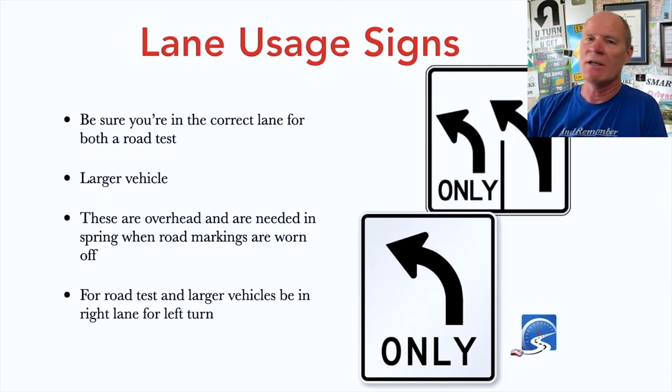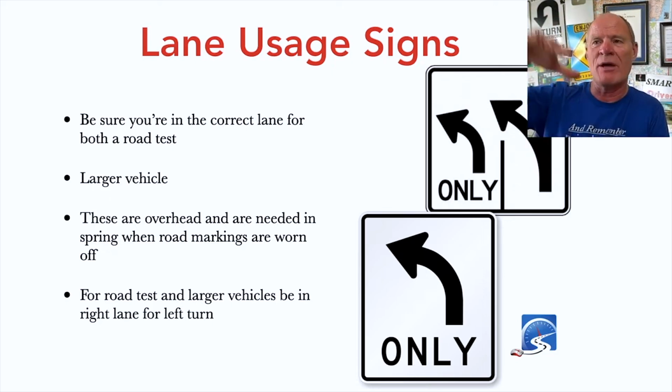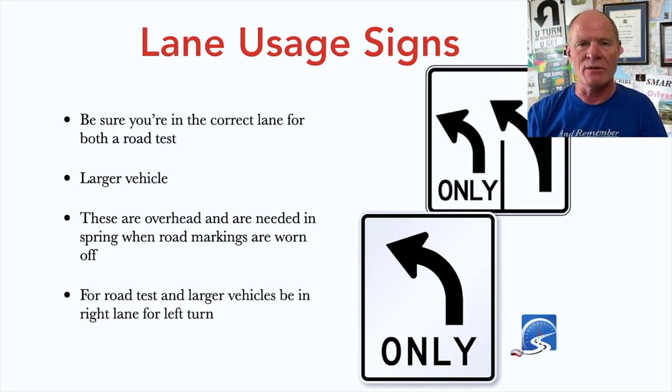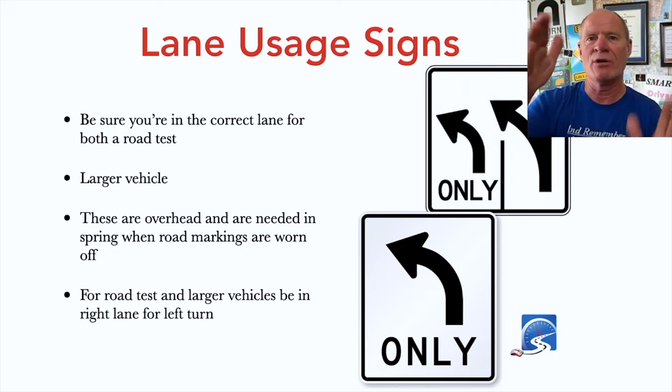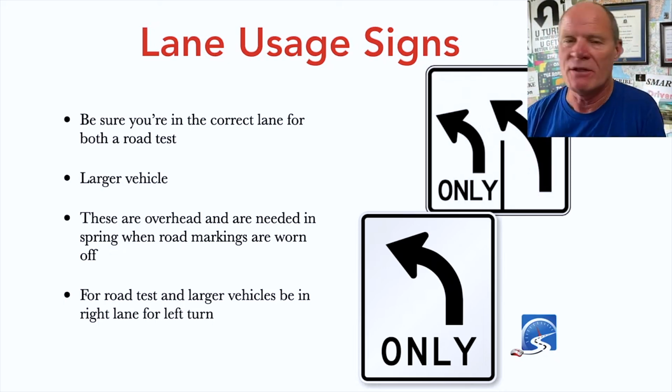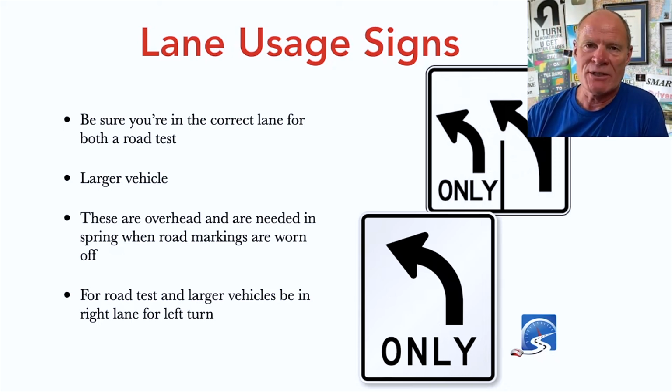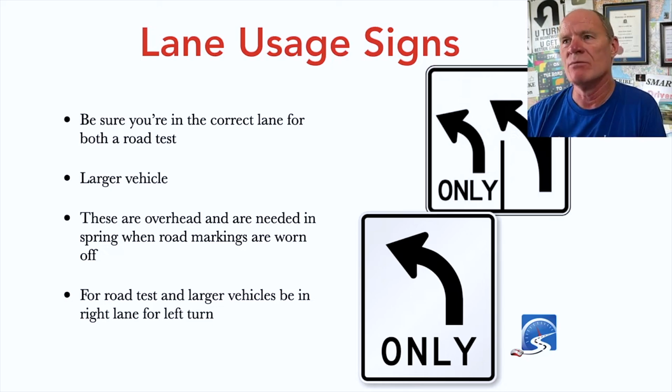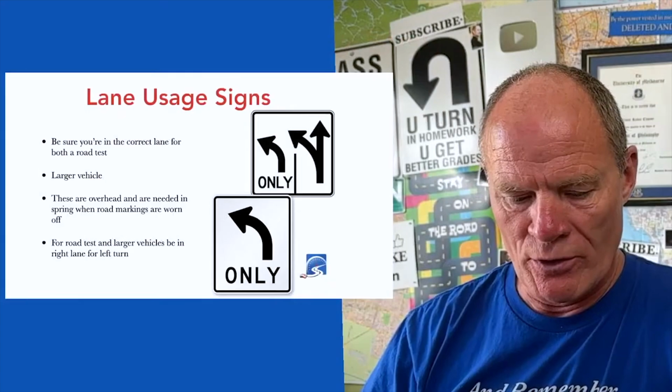All right, lane usage signs. These are often in concert with road marking signs on the pavement, and it's important to pay attention to these. If you have 2 lanes turning to the left and you're on a driver's test, you want to be in the right lane. If you're driving a larger vehicle, you want to be in the outside lane. If you're turning right and there are multiple lanes, you want to be in the left lane with a large vehicle to compensate for off-tracking. And you'll need to pay attention to these signs in goofy areas where the highways do not line up, and you want to know where you're going.